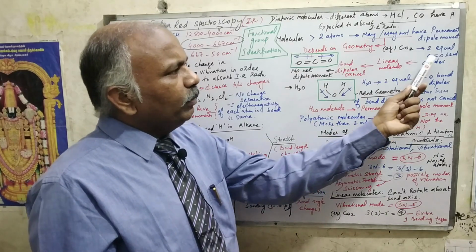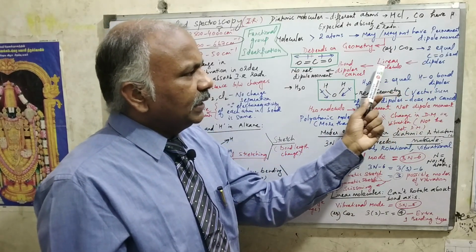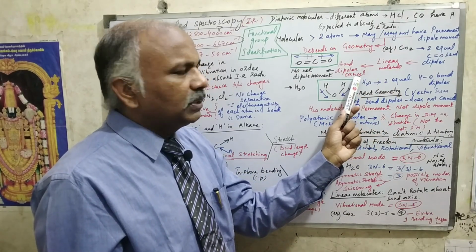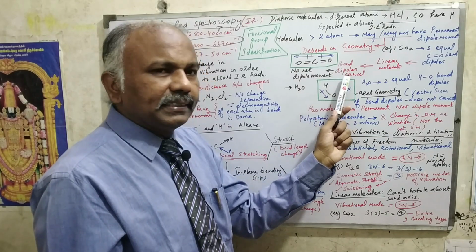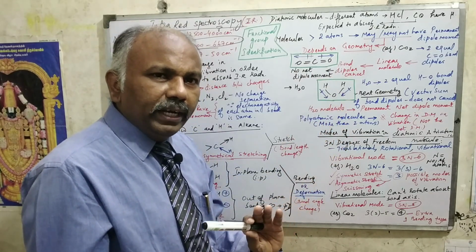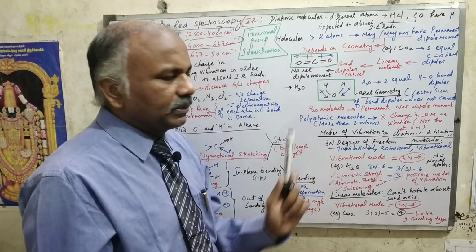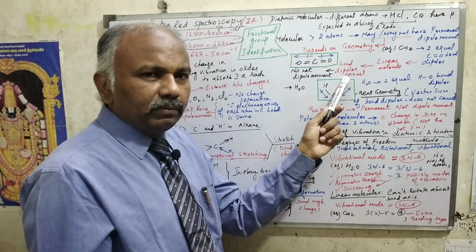So what will happen when you have 2 equal carbon double bond O bond dipoles? Since it is a linear molecule, the bond dipoles on both sides will cancel each other and there is no net dipole moment. There is no net dipole moment for the carbon dioxide molecule, right? So this is the case of linear geometry.